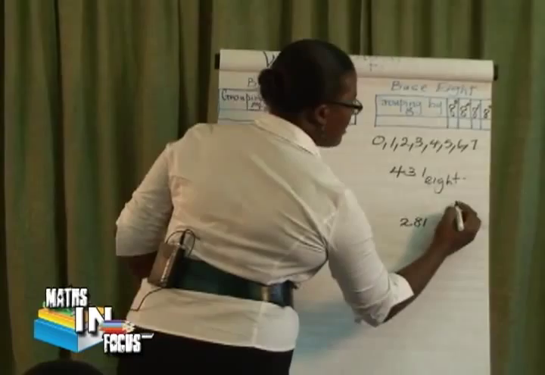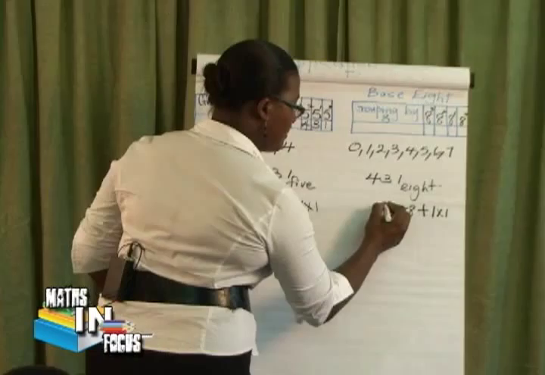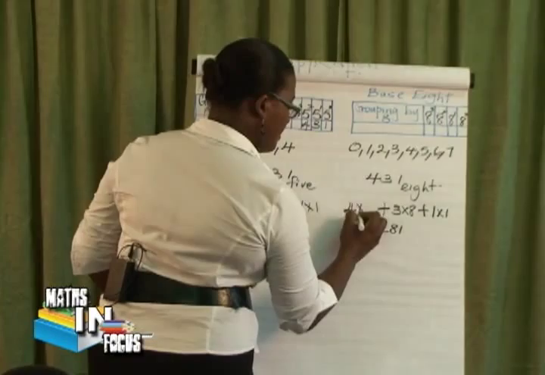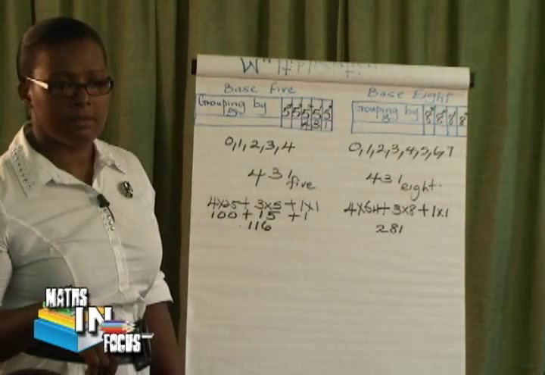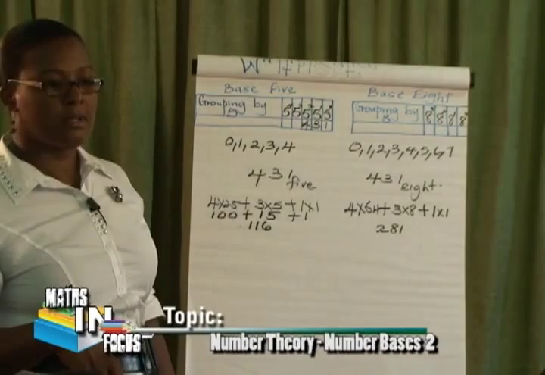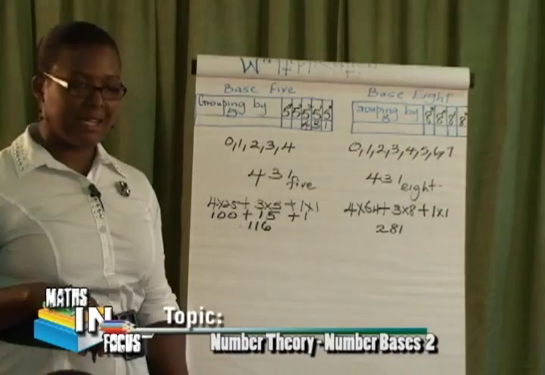How did you arrive at 281? We have 1 times 1, plus 3 times 8, plus 4 times 64. And how did you get the number 64? Because 8 to the second power is 64.